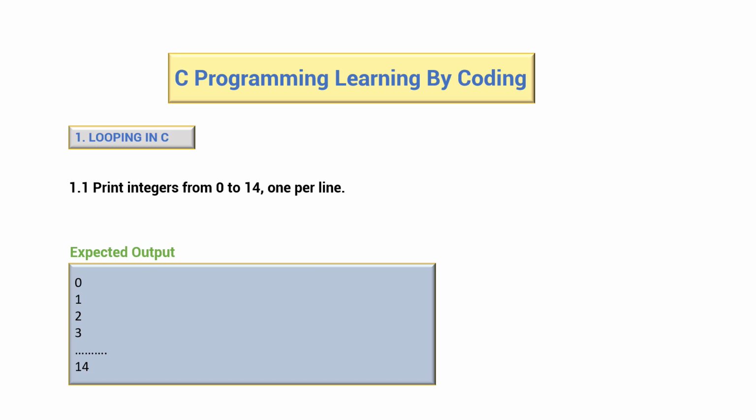Okay, let's dive in. Okay, here we go. The first one here is asking us to print integers from 0 to 14 on the output console. So our output should be something like this, from 0 all the way to 14 on the console output. Let's go and see how we can implement that.